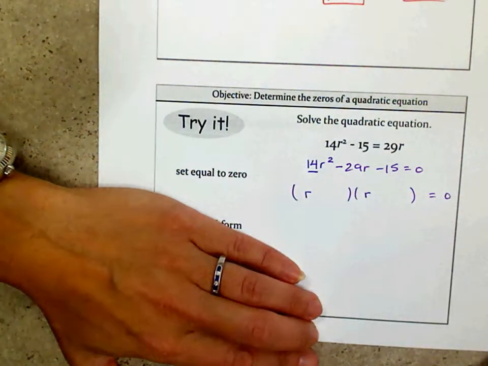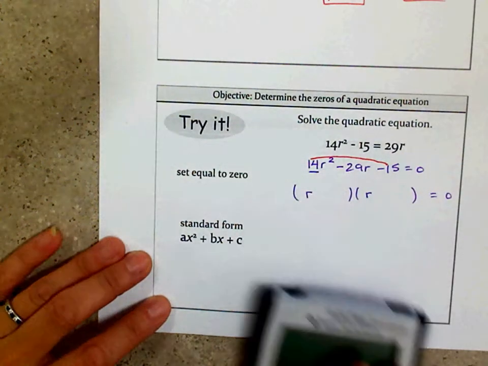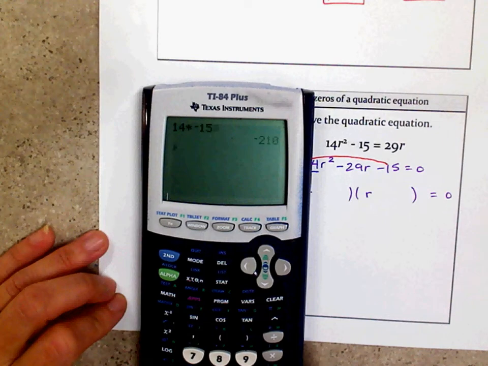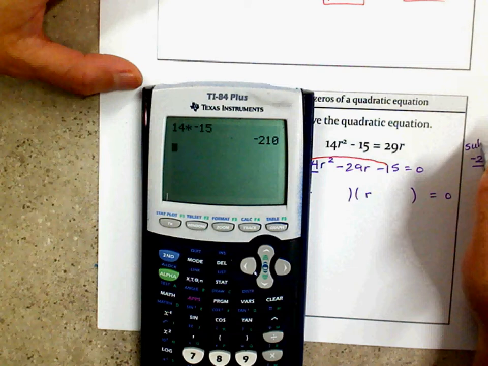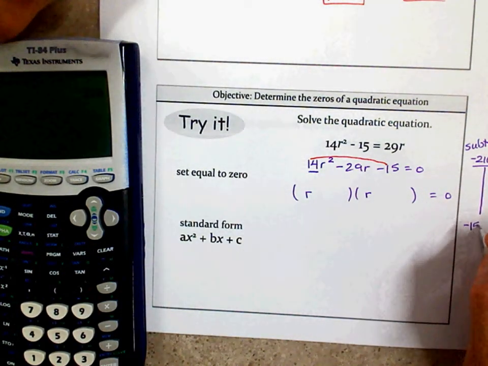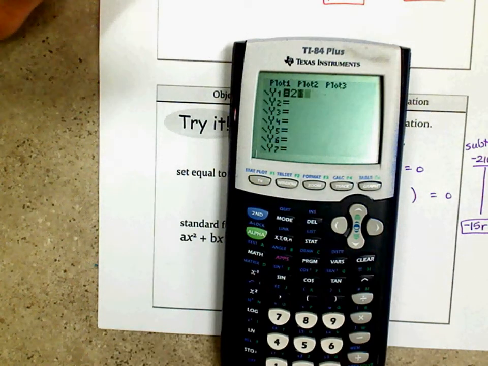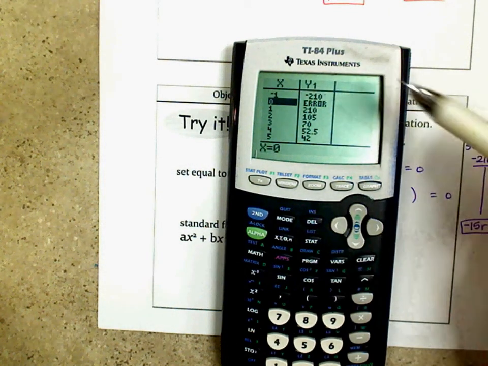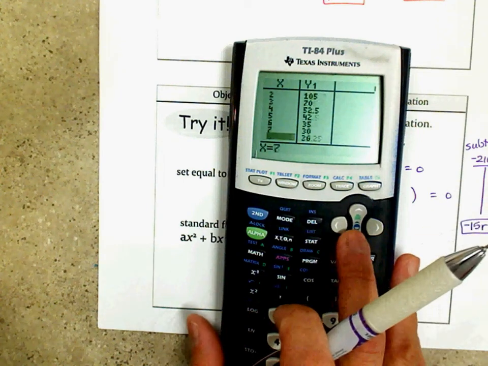14 times negative 15 is negative 210. Since it's negative, I'm going to subtract two numbers. So what two numbers multiply to give you that, and subtract to give you negative 15r? Here we go. 210 divided by x, second table, and I want to subtract to get 15. Nope. 15, nope.